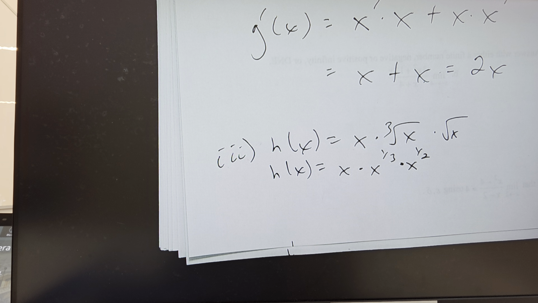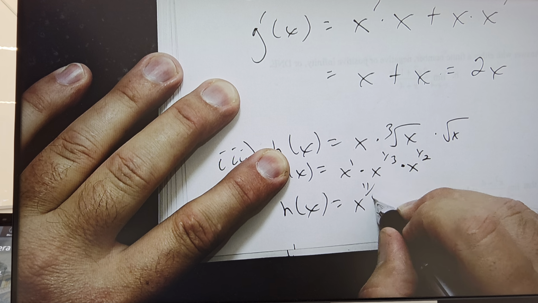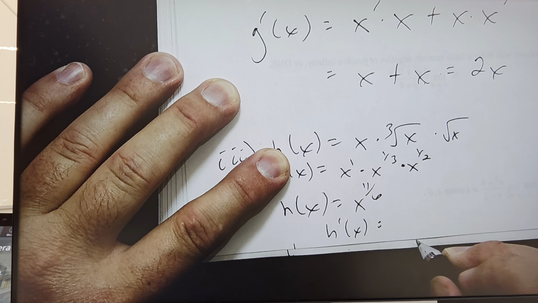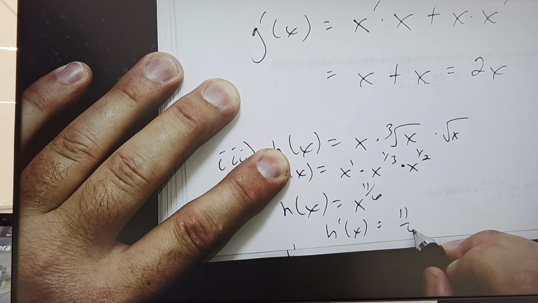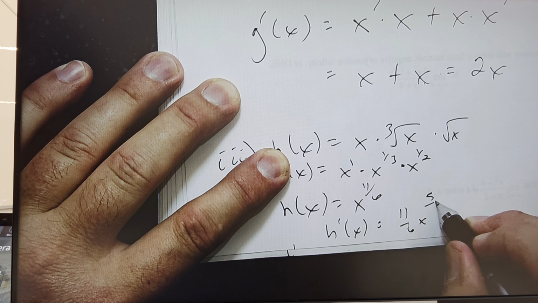So do I want to do the product rule for each piece so I have 3 terms? I don't want to do that. Why do I not need to? Because you use the power. Can I rewrite that as not a product anymore? Of course. How do I put these together? Yes. 1 plus 1/3 plus 1/2. 11/6. Beautiful. So what's the derivative? 11/6 x to the 5/6.